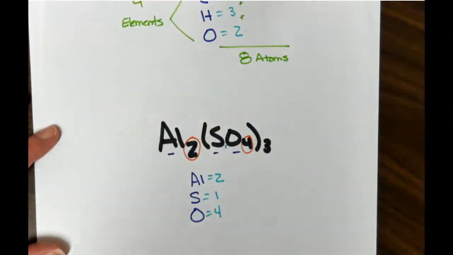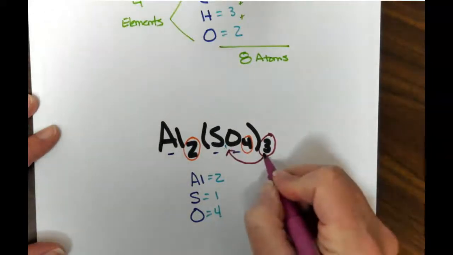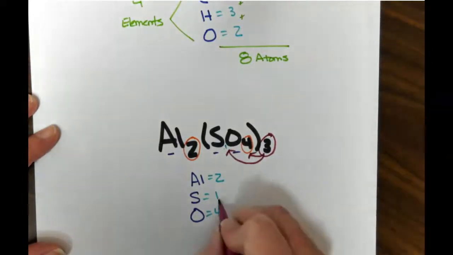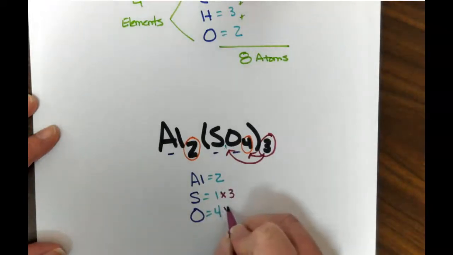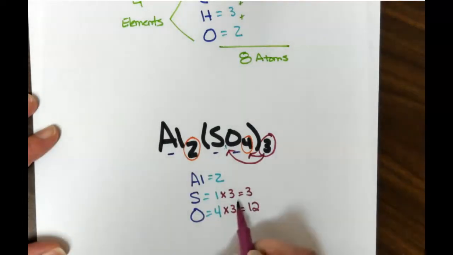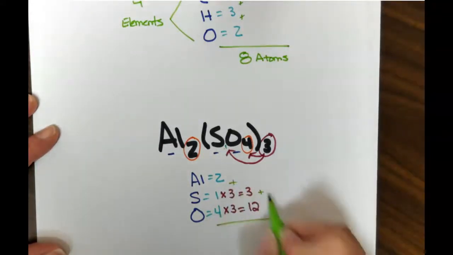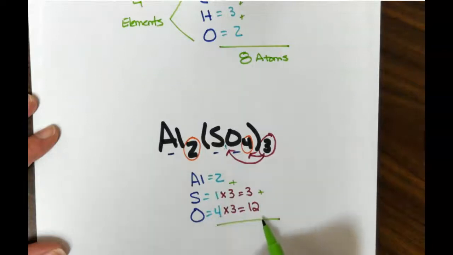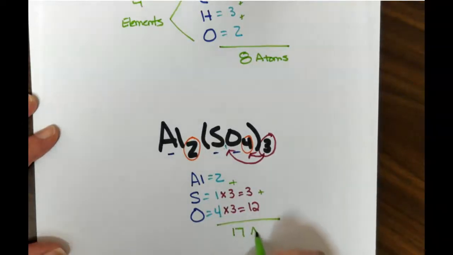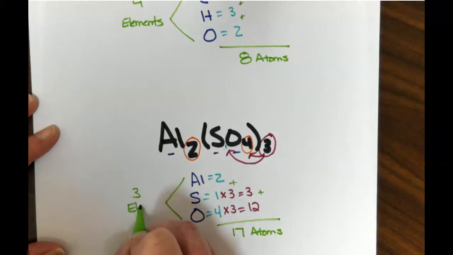Now because we have parentheses, we need to distribute. We have a 3 outside, so that goes to the S, and it goes to the O. So now when I look, I have 3 sulfur, and I have 12 oxygen. Last step, we're going to total. So 2 plus 3 plus 12, we have 17 atoms. If I look, I have 3 elements.